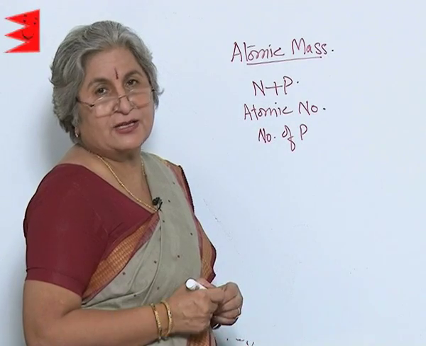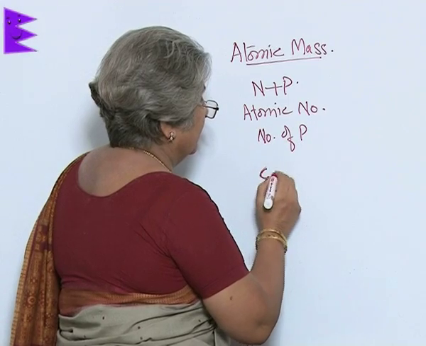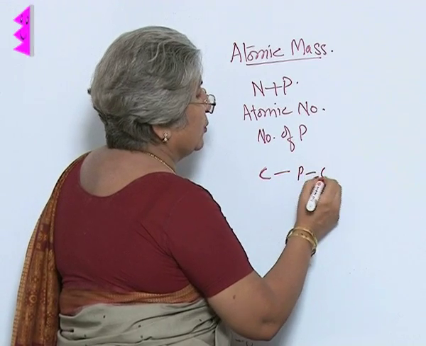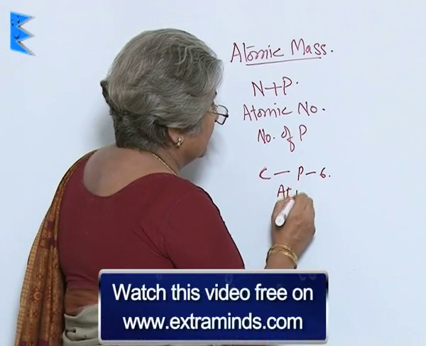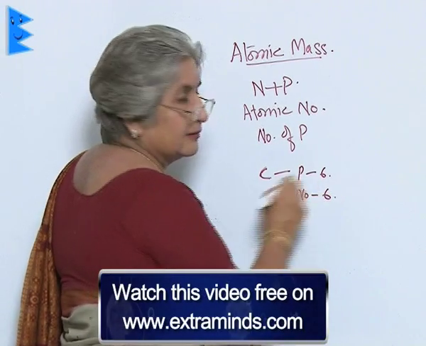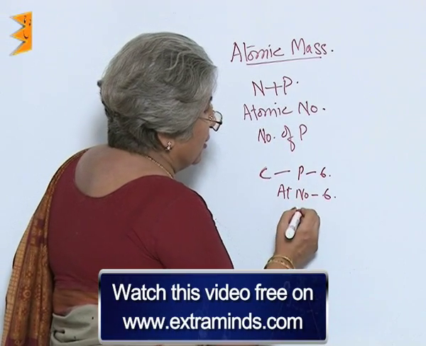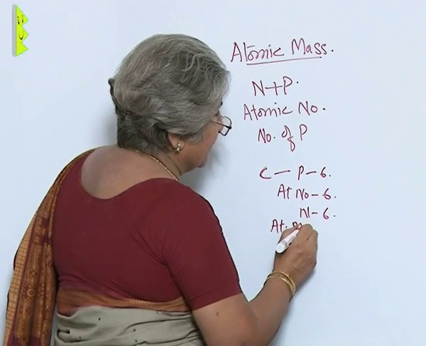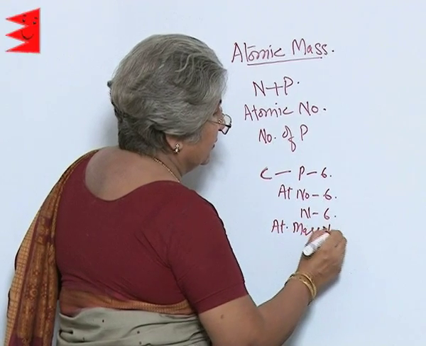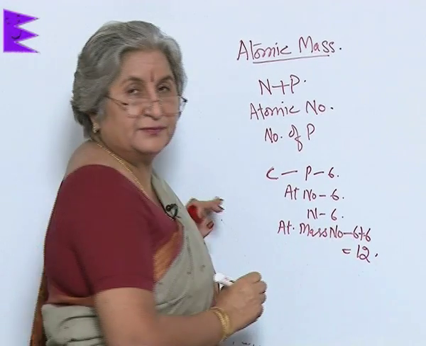Let us take the case of carbon. Now, carbon has 6 protons. So, that means its atomic number is 6, and the neutrons are also 6. So, the atomic mass number is 6 plus 6, that is 12.